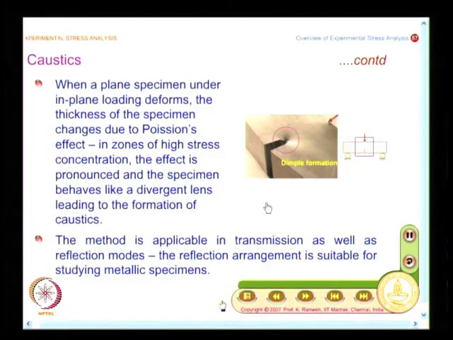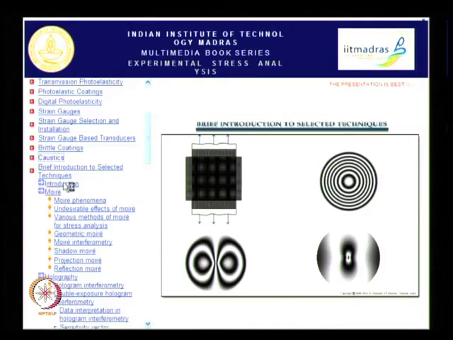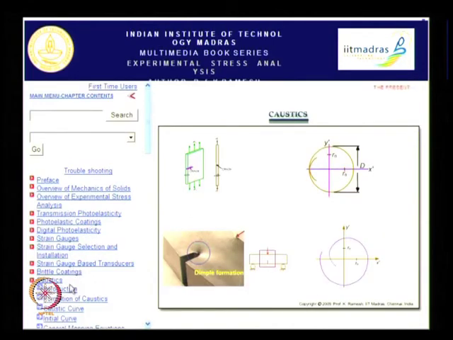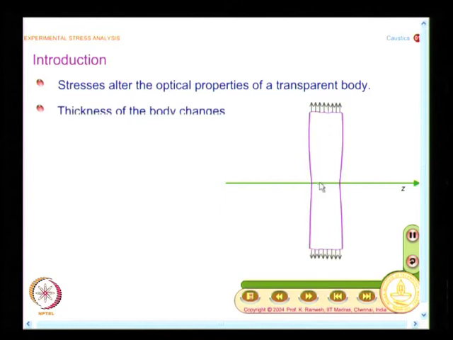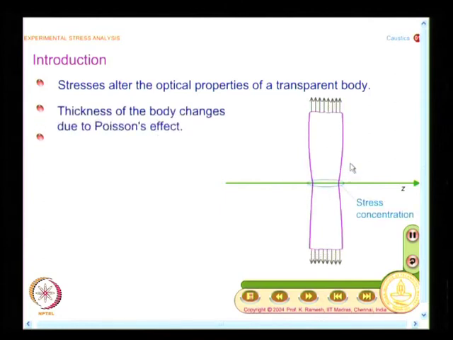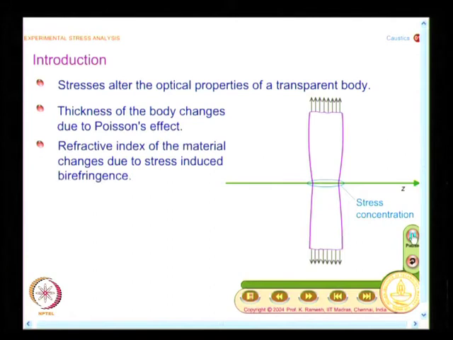And I will elaborate this aspect of the specimen becoming a divergent lens. We will have a look at it, and this I am taking from the chapter on caustics. I will just show you how this deformation is recorded. So, this is the specimen, I have a stress concentration here. I pull this model, and from this, it is exaggerated, you see a thickness change very prominently noted near the stress concentration.